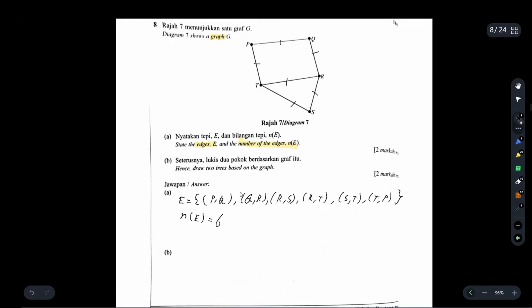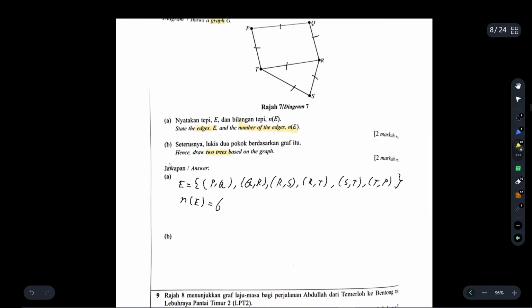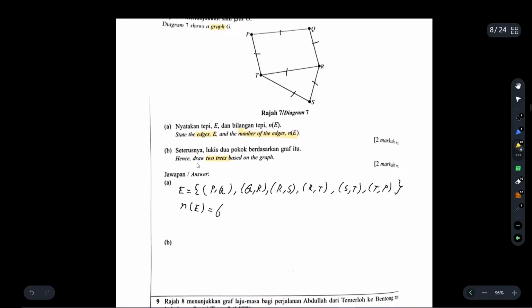Basically just 6. We just count it. Now we have to draw two trees based on the graph. For this kind of question, any possible answer is acceptable. Basically we just have to draw it into trees, based on the graph. We just have to take out the shape from the graph and make it into trees.